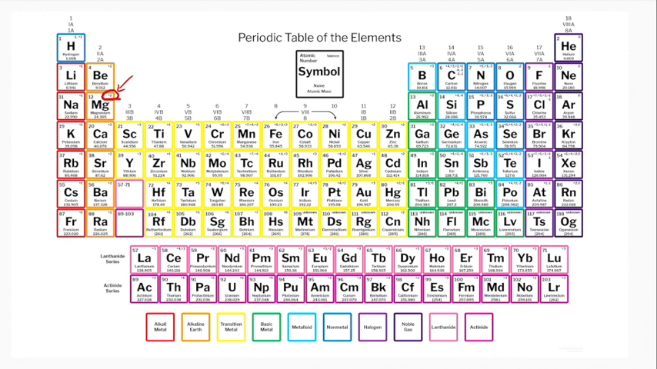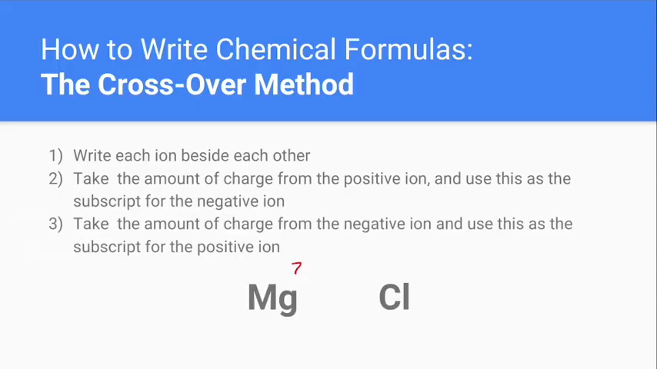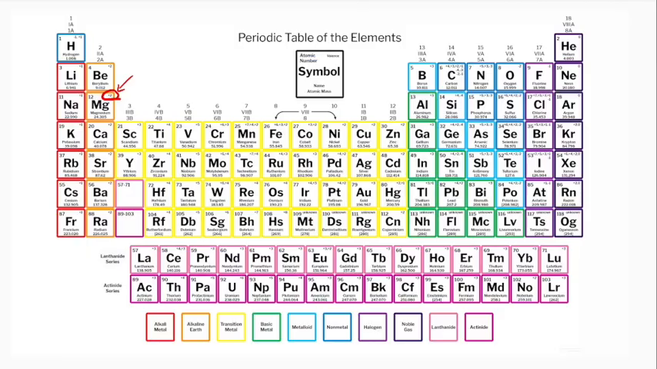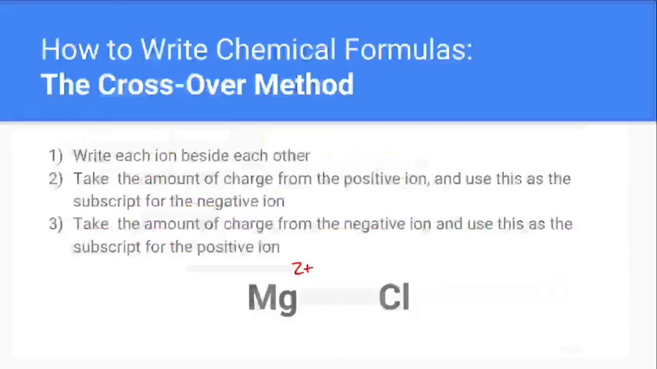So magnesium is going to lose 2 electrons, so it's going to become more positive, and it's going to be positive 2. Okay, so let's write that down: 2 plus. For chlorine, we know that chlorine's over here, and we see that it's going to be negative 1. So chlorine is negative 1.